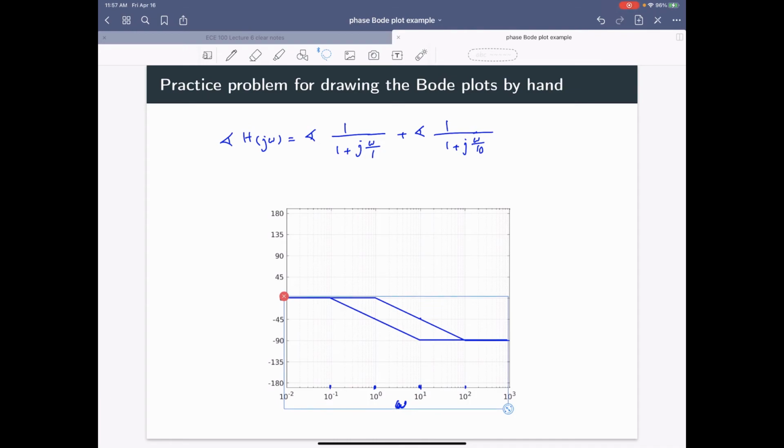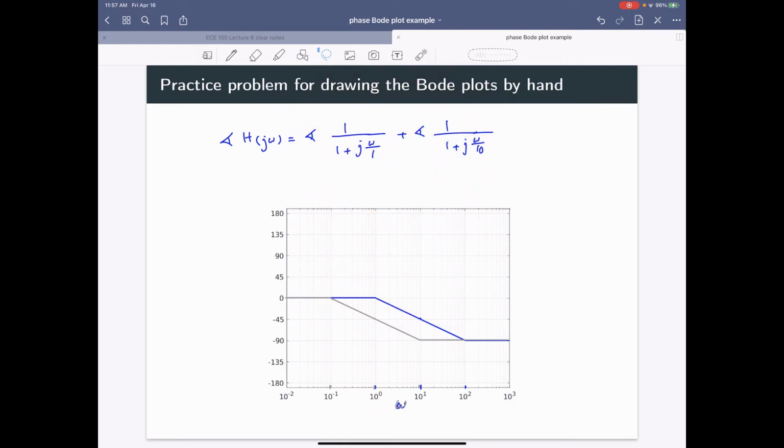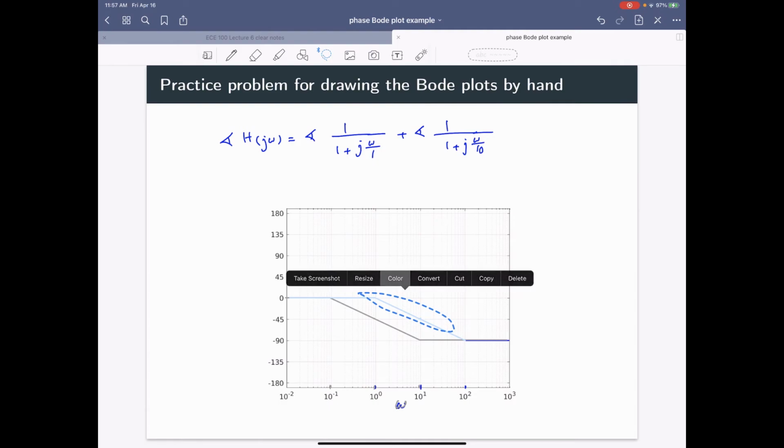Okay, why don't I change the color of these two so that I know these are not the actual graphs. These are our guides to draw the phase of H of j omega, the graph of the phase of H of j omega. So with that, I'm going to change the color of these to perhaps gray, this one, and this one to something like lighter blue, perhaps. Maybe you can't see it, so maybe pink. Okay, so the job is to add these.